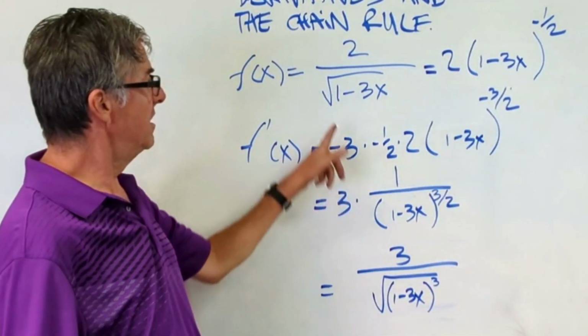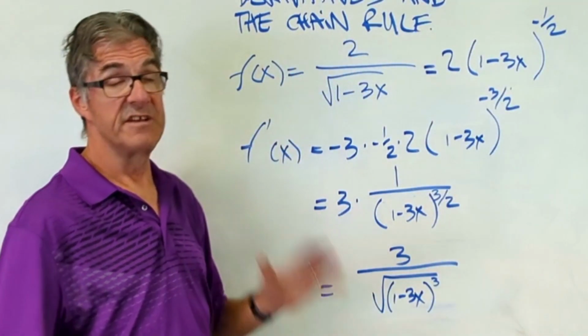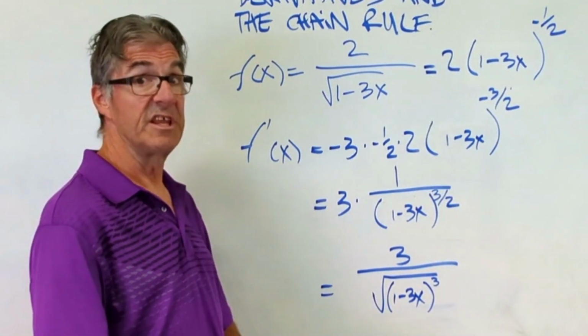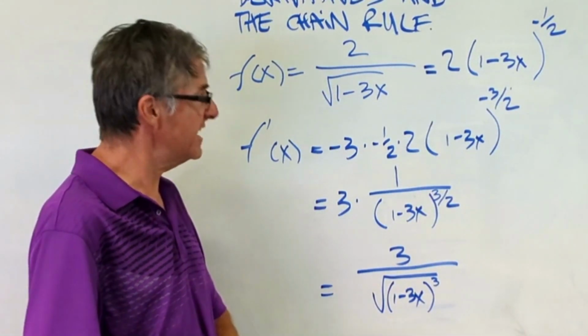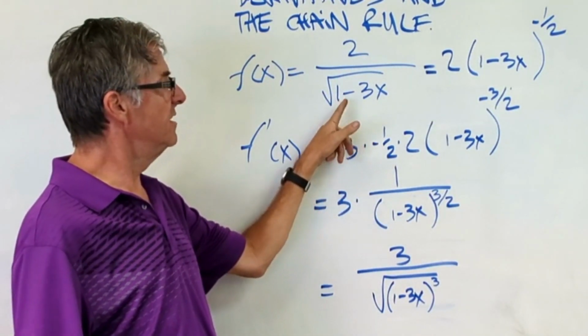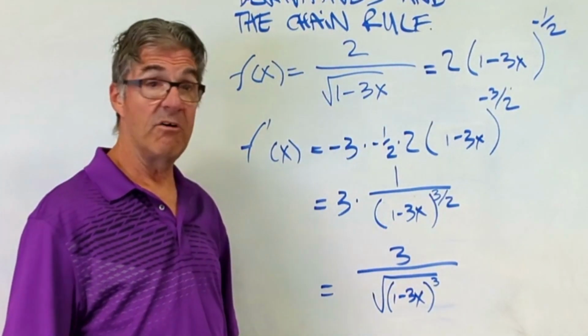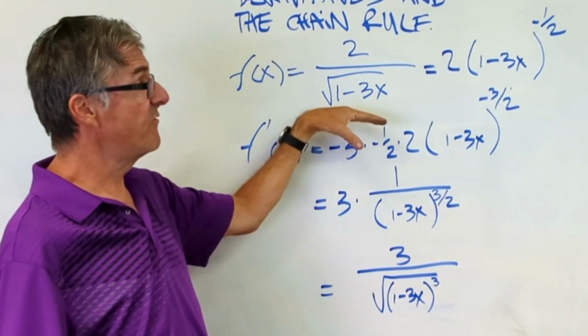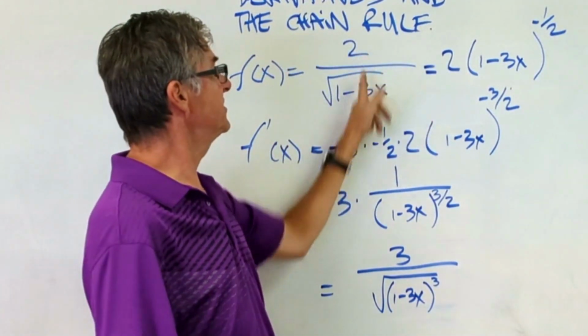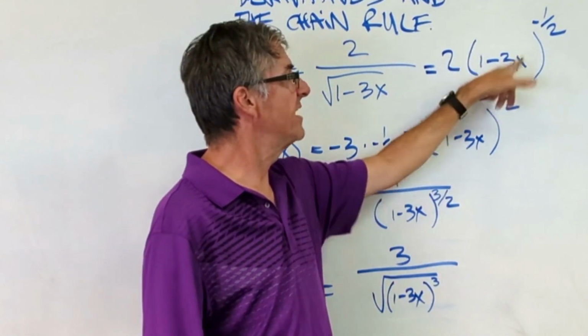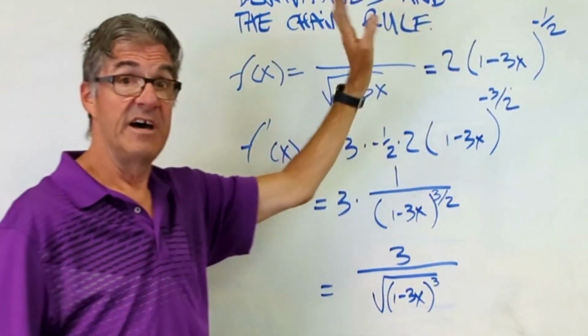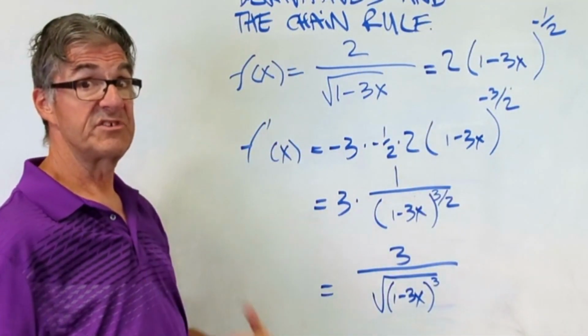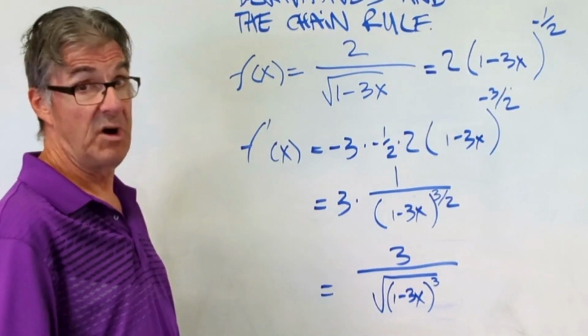So check this out. I have a root under the fraction. I don't like roots. I don't have rules for dealing with roots, so I change them into their exponents. So this would be 1 minus 3x to the 1/2 power. But again, I can't do it on the bottom of a fraction, so I bring it up. So this expression becomes 2 times 1 minus 3x to the negative 1/2. A necessary step before we can start applying the chain rule to this composite function.